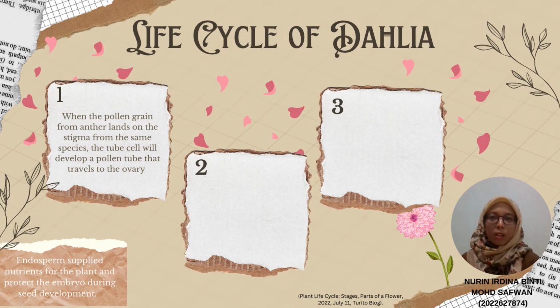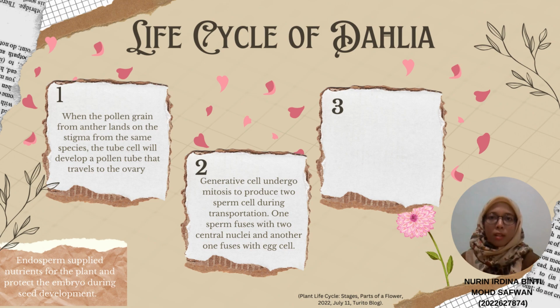Next is the life cycle of Dahlia. When pollen grain lands onto the stigma from the same species, the pollen grain will release tube cell, and the tube cell will soon form a pollen tube through the ovary, followed by the generative cell. During the transportation, the generative cell will undergo mitosis to produce two haploid sperm cells. One fuses with the central nuclei, and another one will fuse and fertilize the egg cell.